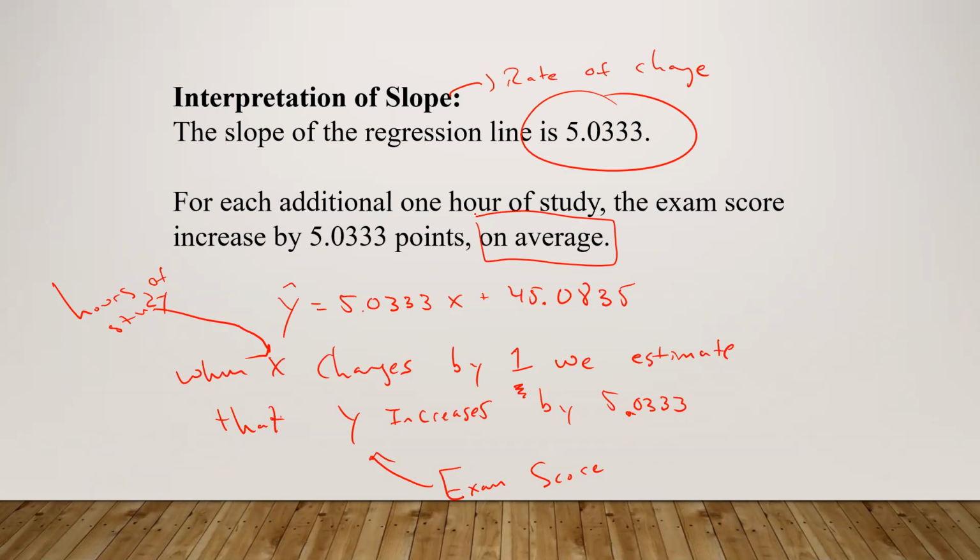Okay, so the slope tells us when you change x by 1, how much does y change? So when I study 1 additional hour, my exam score goes up by this much. All right? Make sense?